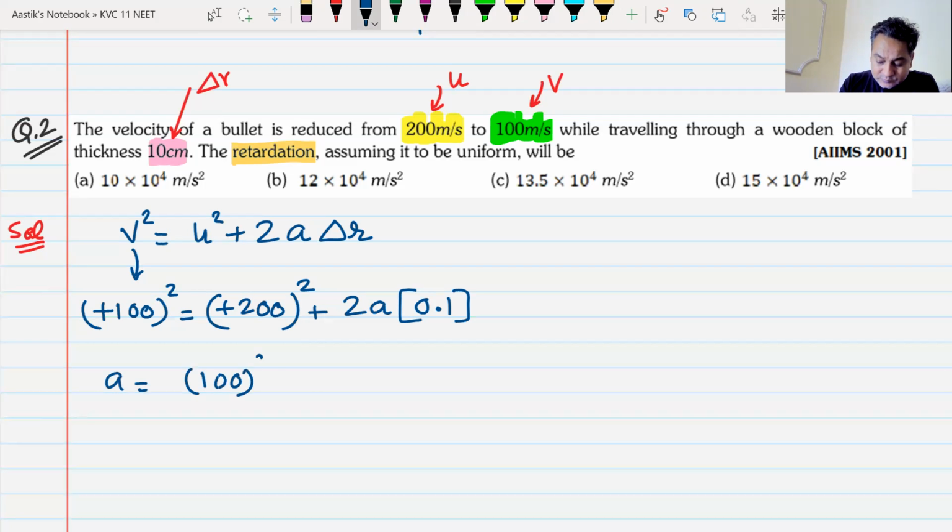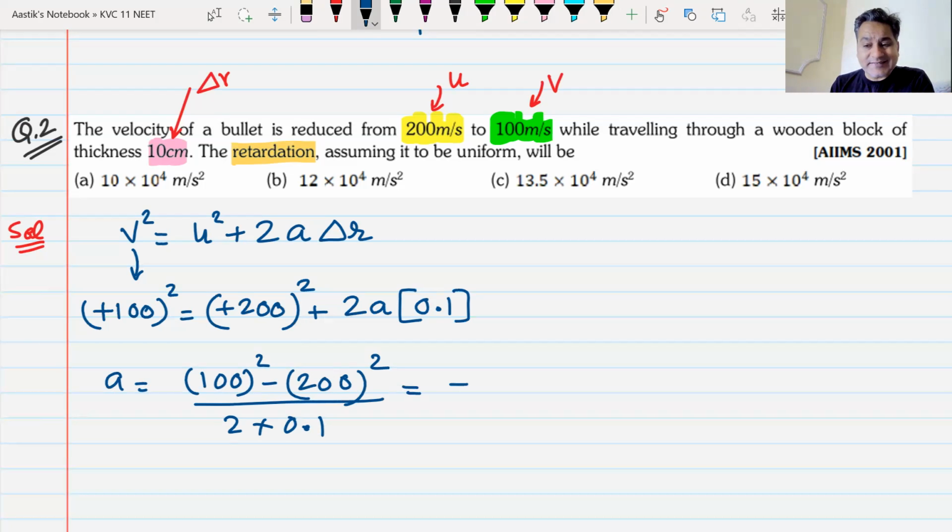100 square minus 200 square divided by 2 into 0.1. So you will get the answer as negative. Negative indicates that the velocity and acceleration are in the opposite direction. It is retardation. And which answer are you getting, anyone? If you solve this, you will get, I think, answer number 4. And that is the correct answer.